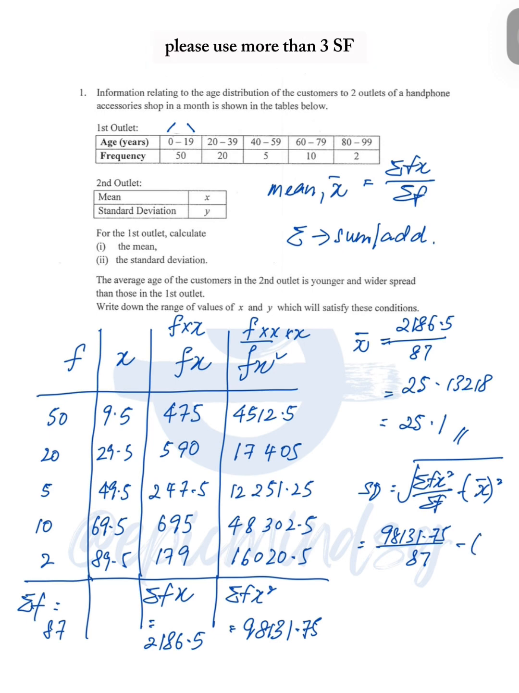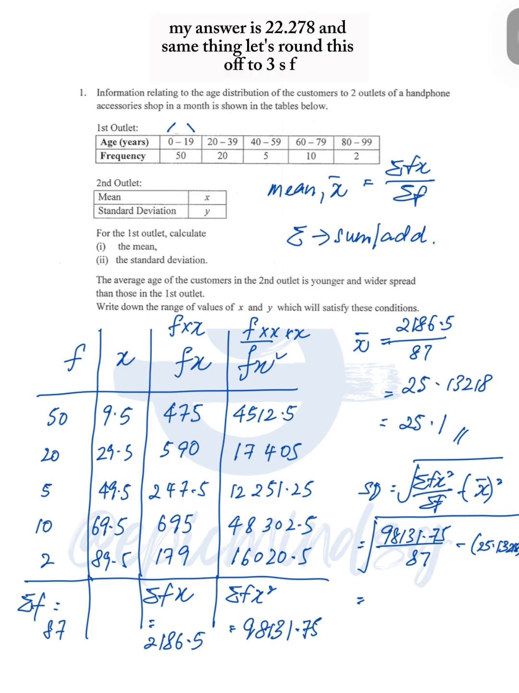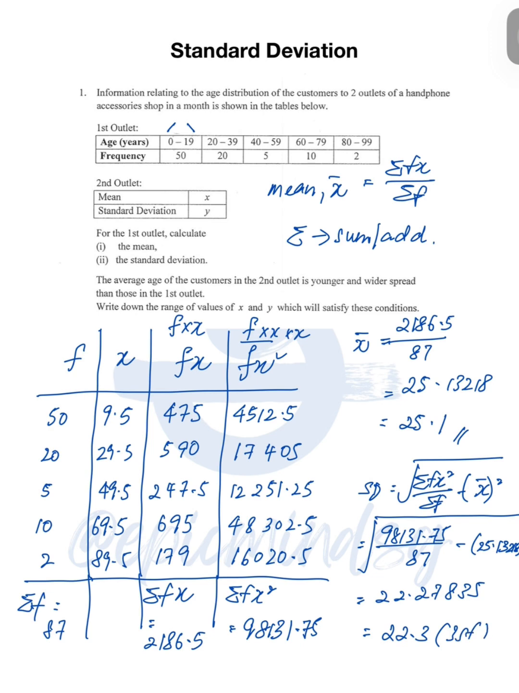Please use more than 3 SF. So let's use one with at least 5 SF, squared. And then we get the square root of this. If I were to press this into the calculator, my answer is 22.278. And same thing, let's round this off to 3 SF. Okay, so we have done mean and SD.